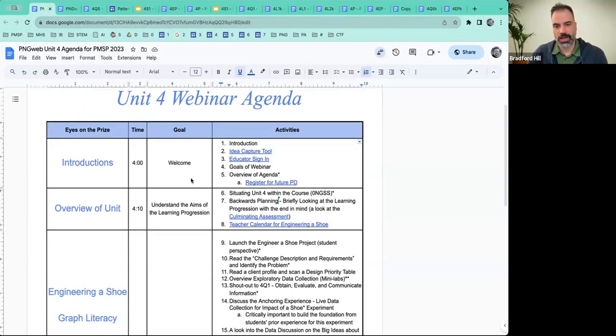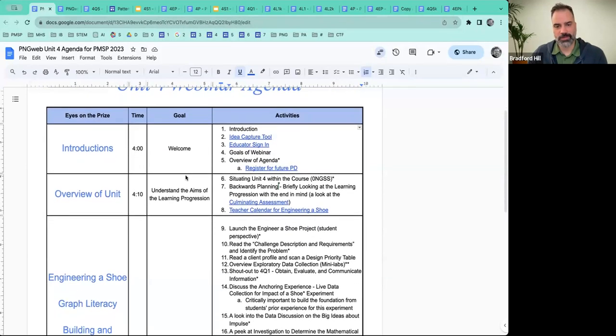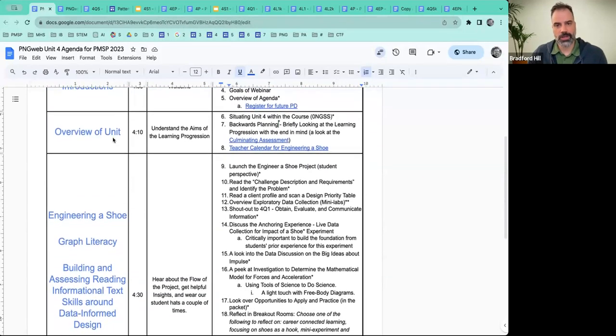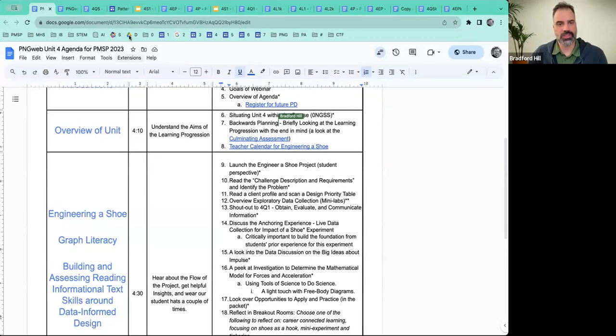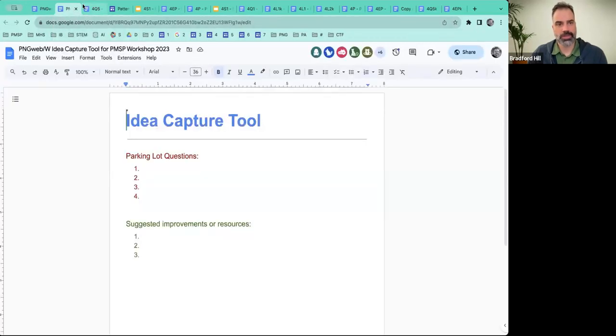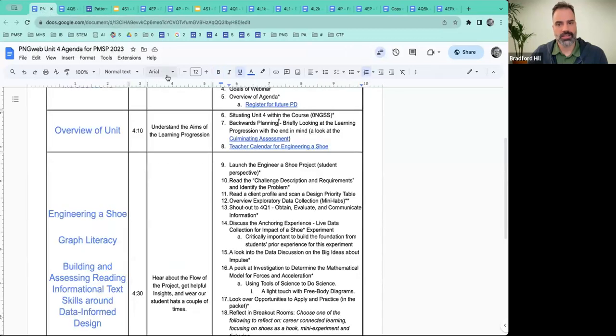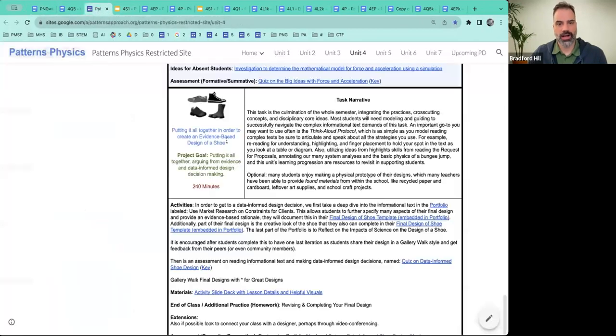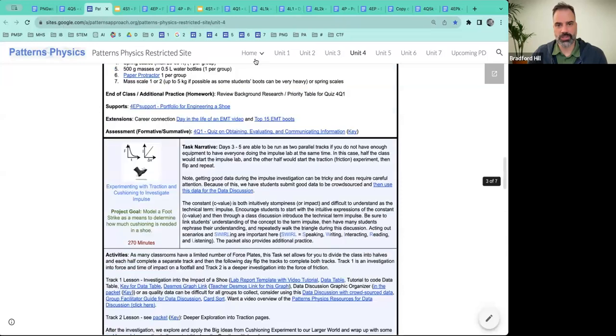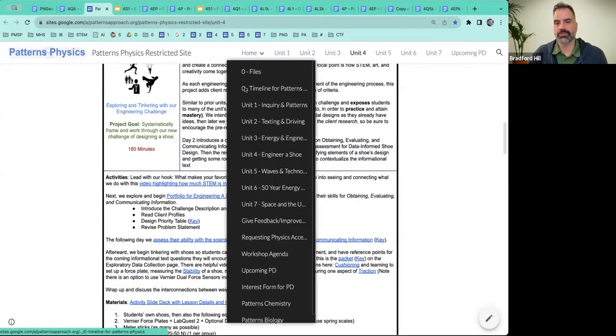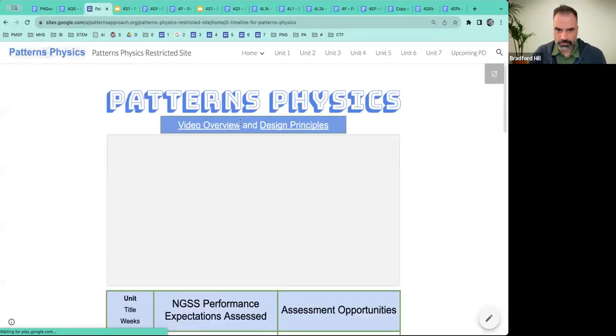Okay, so really this has a familiar flow to the webinar. So we'll situate the course. I'll take a peek up. There's the idea capture tool. I'm going to close that because I have it open on another tab. I'll just show where that is because we'll come back. Home, timeline for the patterns course. So just right there up at the top is the timeline.